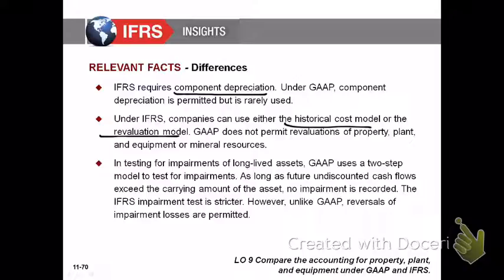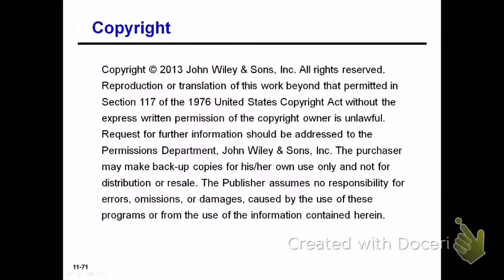IFRS is more strict. It's going to have you use a lower cash flow threshold, so you're more likely to have an impairment under IFRS. And under IFRS, you can reverse the impairment. However, GAAP doesn't let you do that.